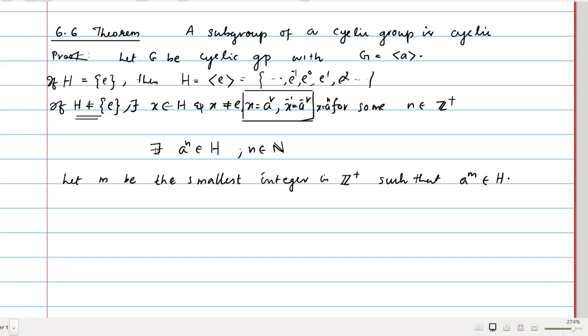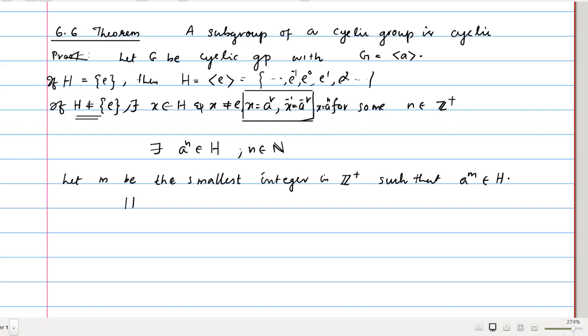That means first of all we can get that H contains at least one element a raised to n, for n a positive number, where small n belongs to the natural numbers. If such a number exists, then choose such least exponent. Okay, m is the least such number such that a raised to m belongs to H. Now we will prove that H is a cyclic group.